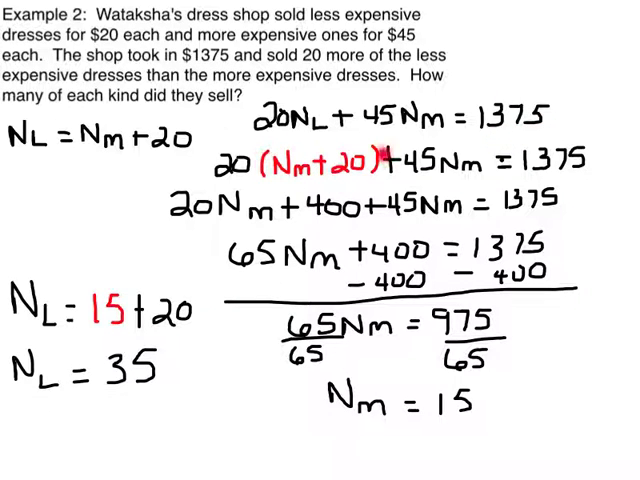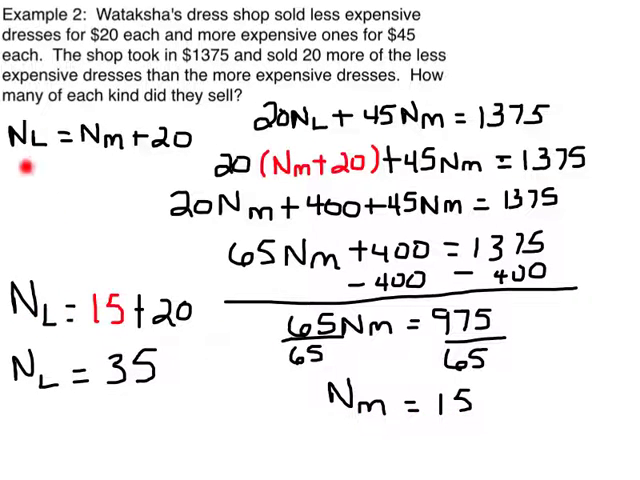Now I simply substitute in what I've got here, this value, right there. Do the math, distribute, combine my like terms, 20 plus 45, subtract 400 from both sides. I get 65 NM equals 975. Divide both sides by 65 and I find out that the number of more expensive dresses was 15.